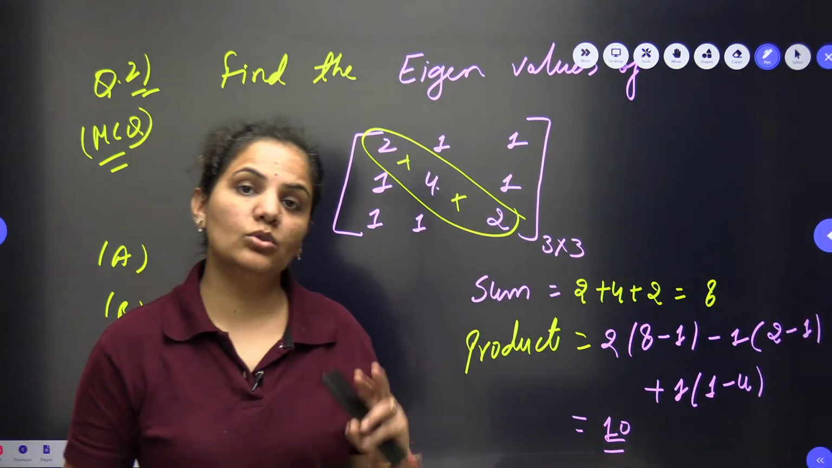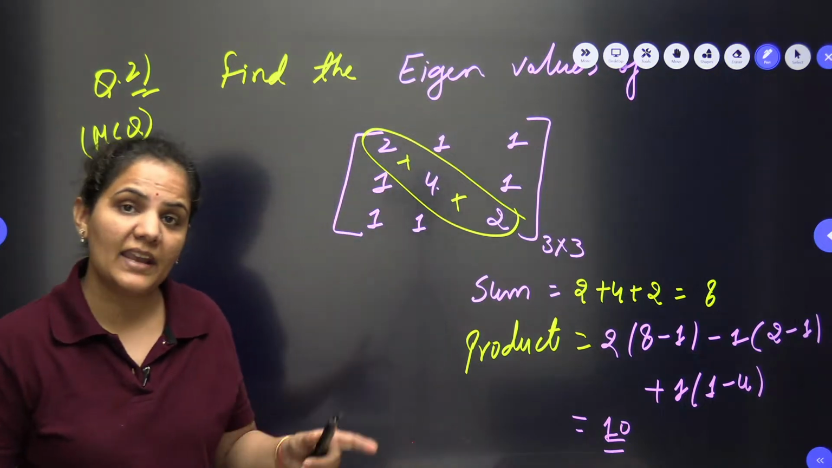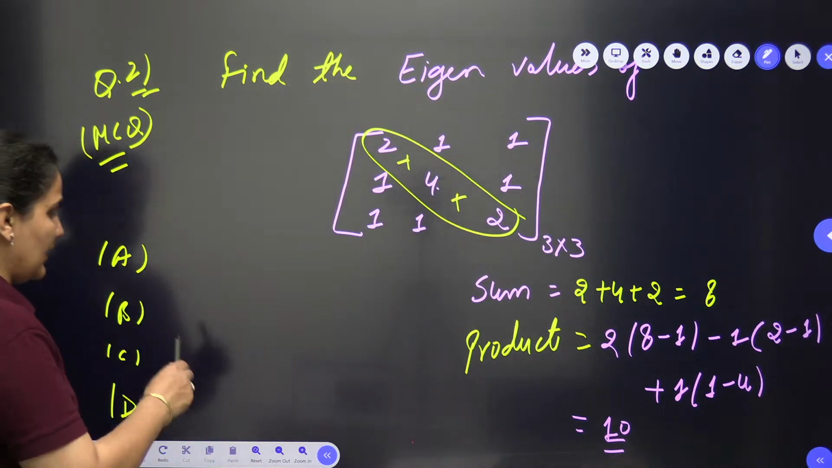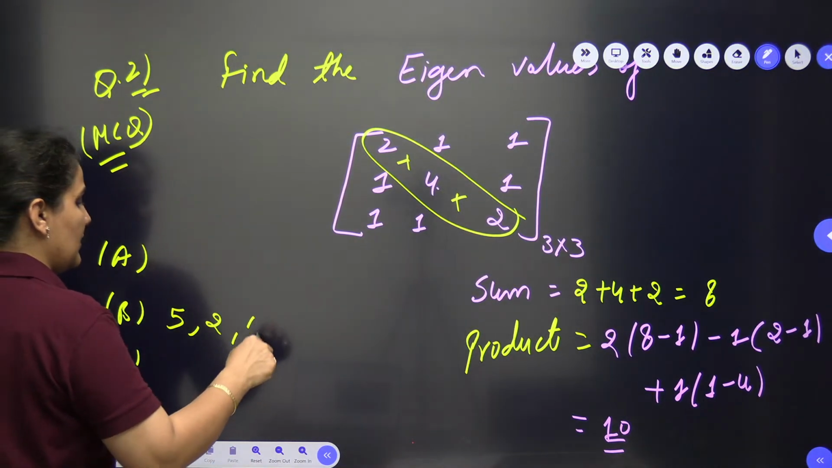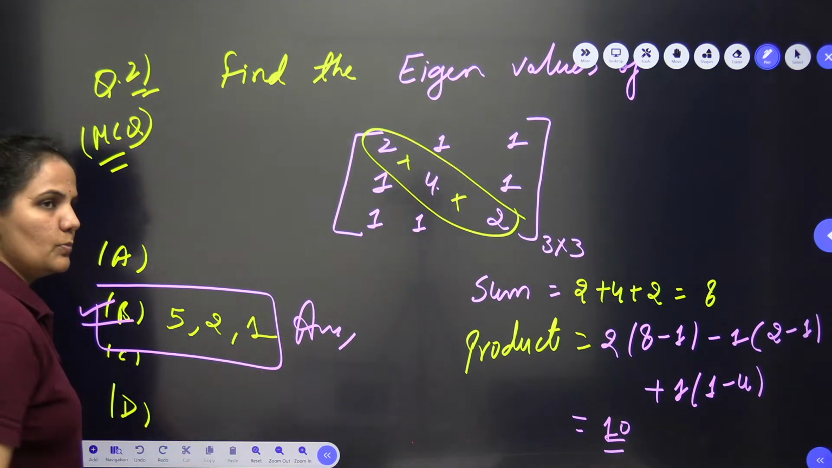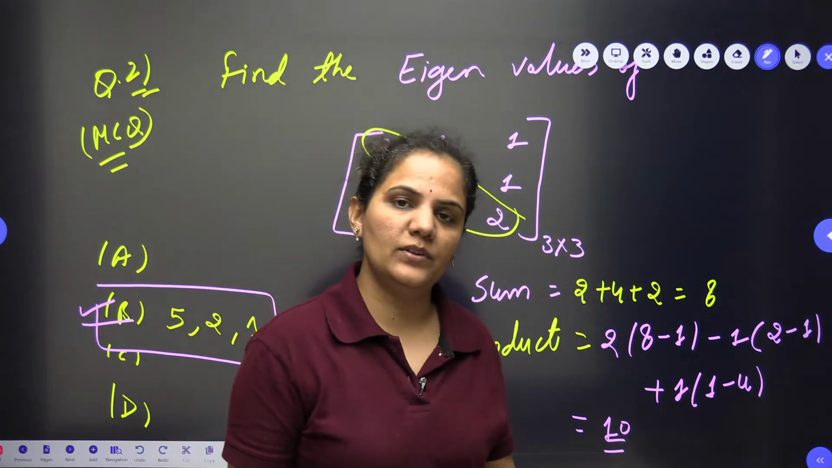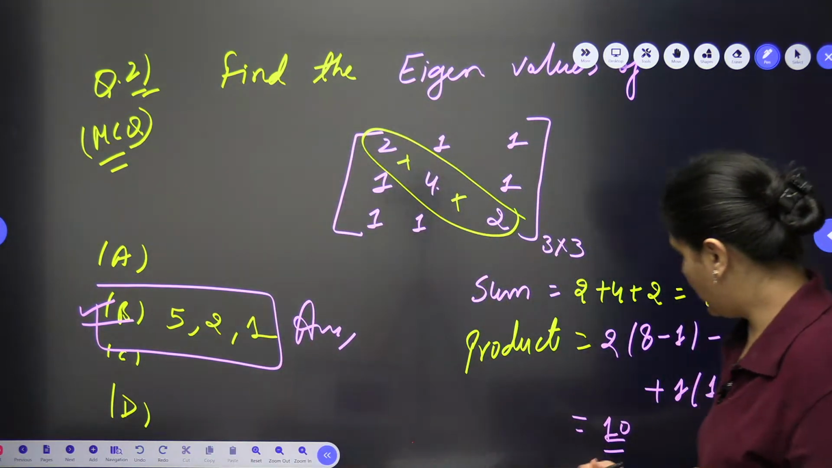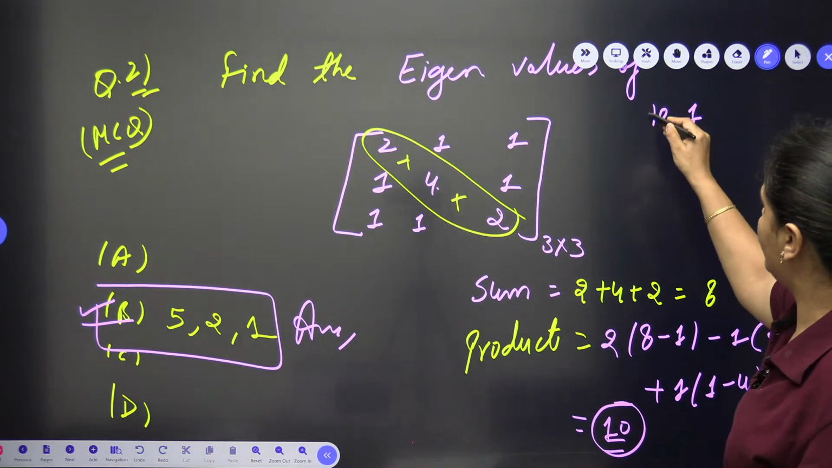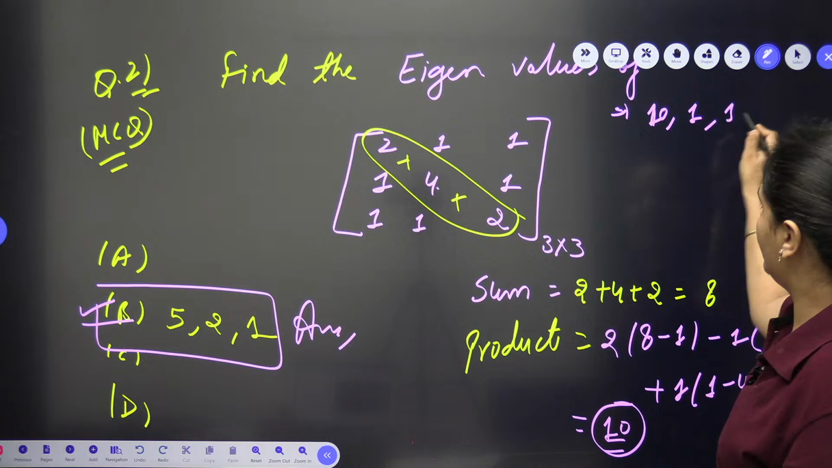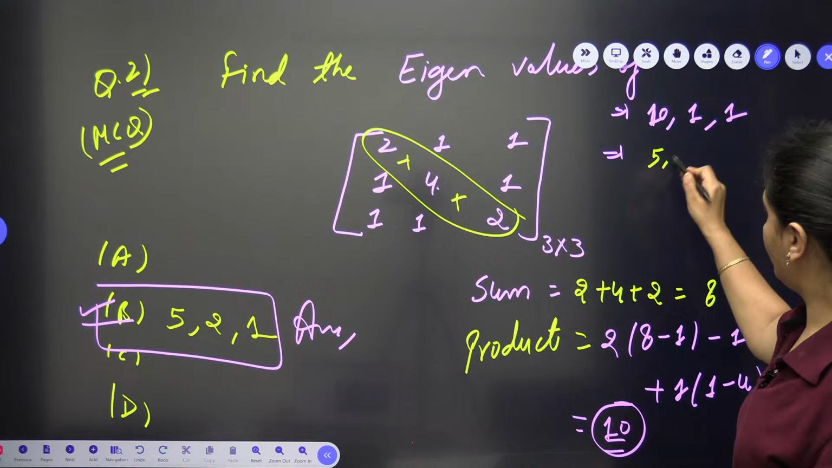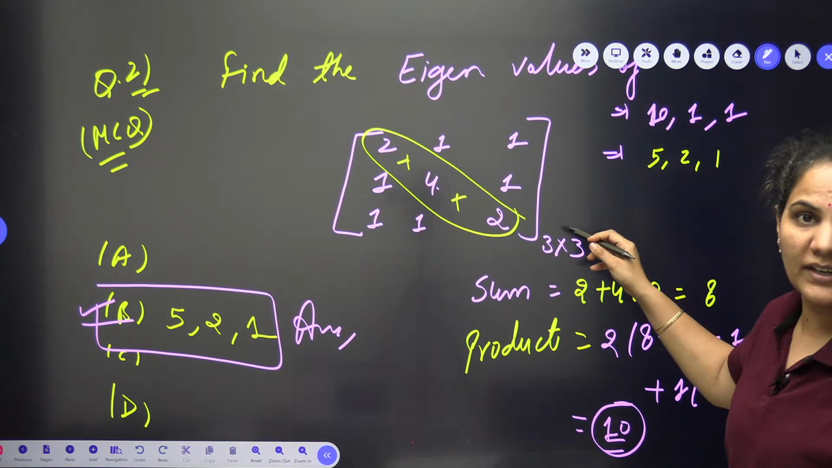So we need to find those three values whose sum will be 8 and product will be 10. Very easily we can identify this by the options. As I told you, one of the options available is 5, 2, 1, because when you check here, the sum is 5 plus 2 plus 1, which is 8, and the product is 5 into 2, which is 10. Product 10 is possible with 10, 1, 1, where the sum is also 8 and the product is 10. With 5, 2, 1 also the sum is 8 and the product is 10.